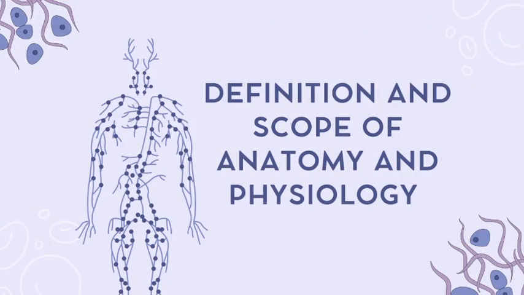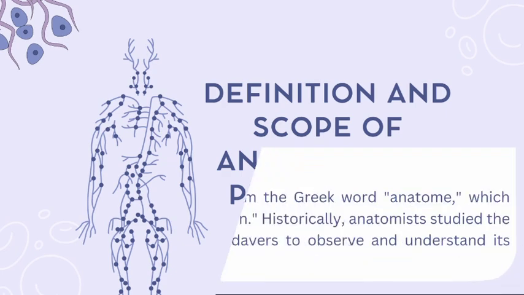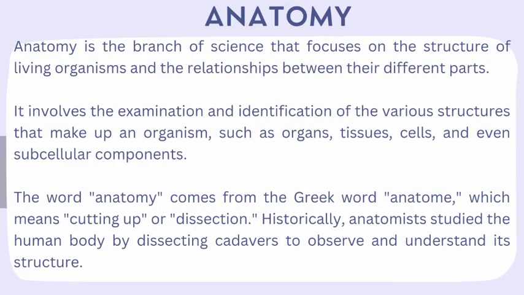Now our next topic is definition and scope of anatomy and physiology. First is anatomy. Anatomy is the branch of science that focuses on the structure of living organisms and the relationships between their different parts. It involves the examination and identification of the various structures that make up an organism, such as organs, tissues, cells, and even subcellular components.